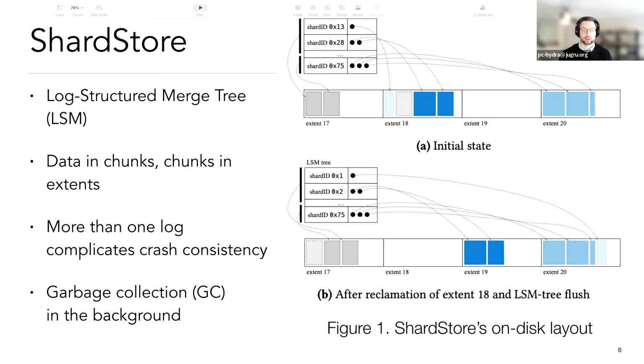In terms of the shard store, it's based on a large log structured merge tree. Data is stored in chunks. Chunks are stored in extents, and everything is stored on disk, obviously. On the right, there is a picture from the paper itself. Because shard store writes to several extents at the moment, it means that there is more than one write log, and that complicates crash consistency. And as I mentioned before, there is garbage collection, and other internal processes also complicate things. And the idea is to validate that.